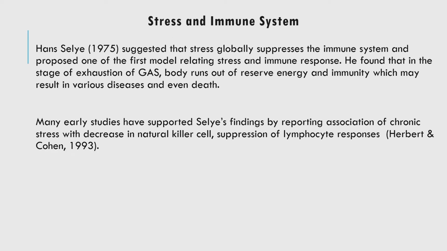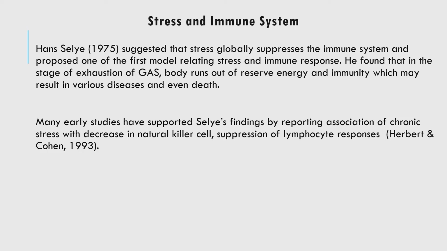Now we will talk about some of the research findings related to stress and the immune system. Hans Selye, as we have already seen in the discussion of general adaptation syndrome, suggested in the 70s that stress globally suppresses our immune system. Globally means all functions of the immune system, and he proposed this in one of the first models of general adaptation syndrome.